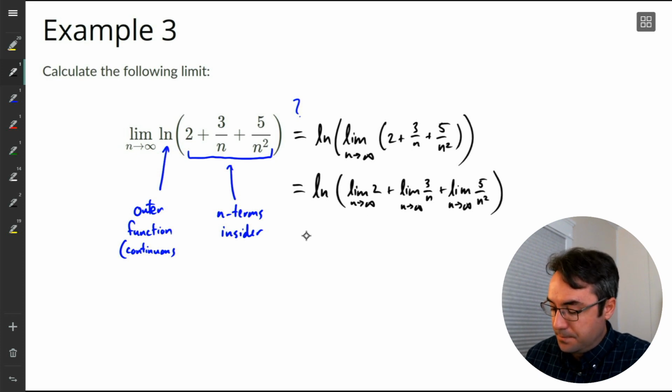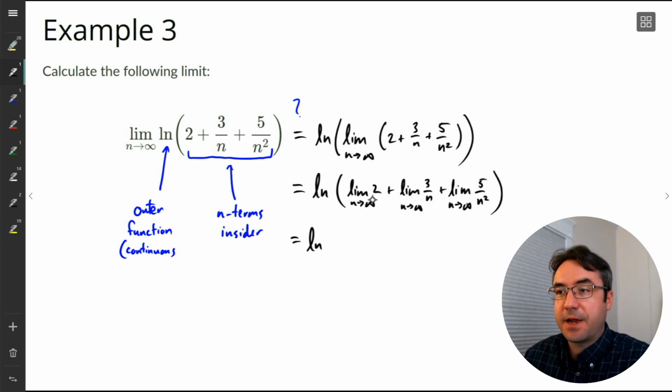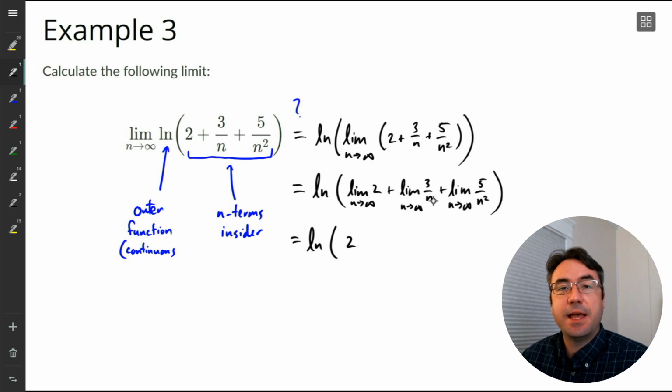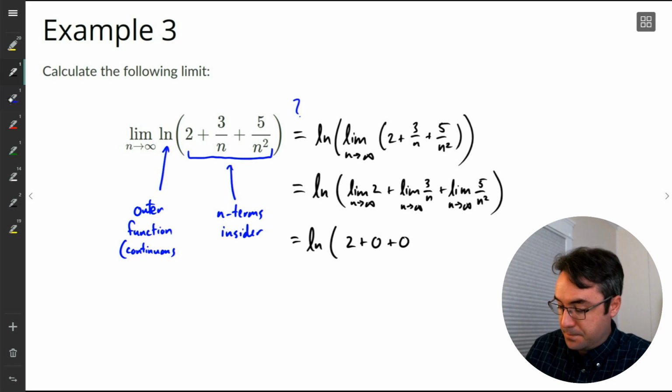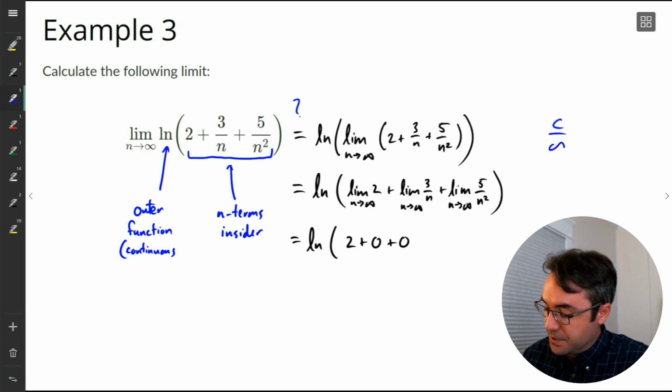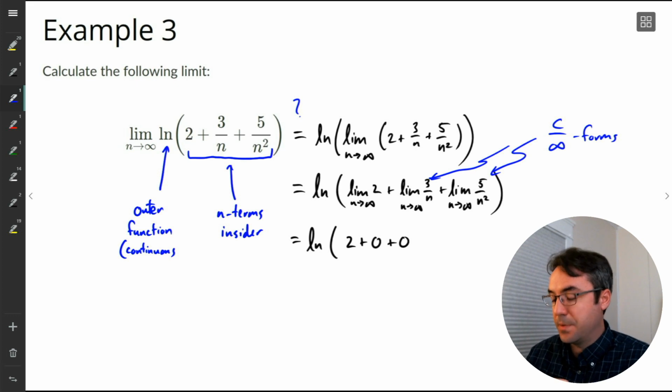And we know the limit of a constant 2 is just 2. A constant doesn't change, it just stays constant. And then 3 over n, this is one of our constant over infinity forms, so these both go to 0. Both of those fractions with n in the denominator both go to 0. Just a reminder, we have two c over infinity forms, and they both go to 0.